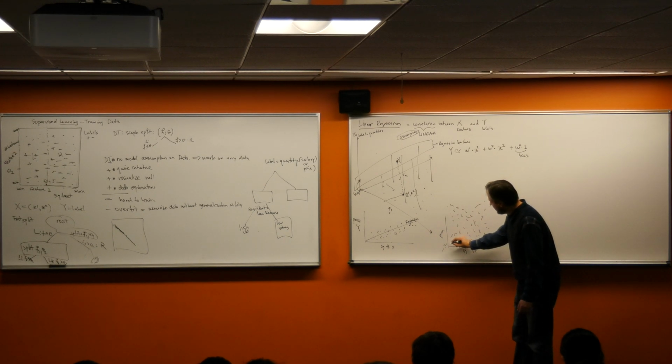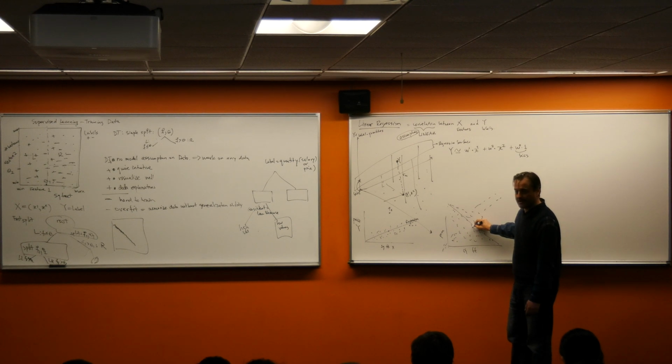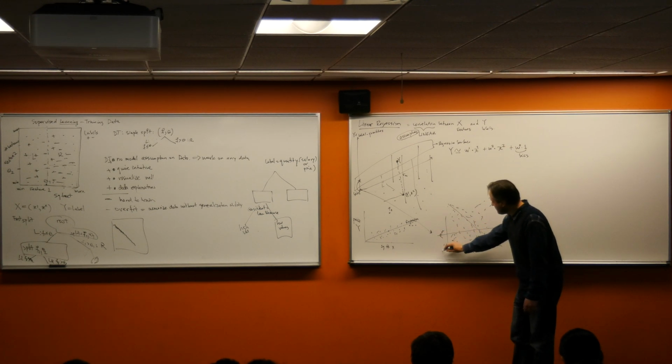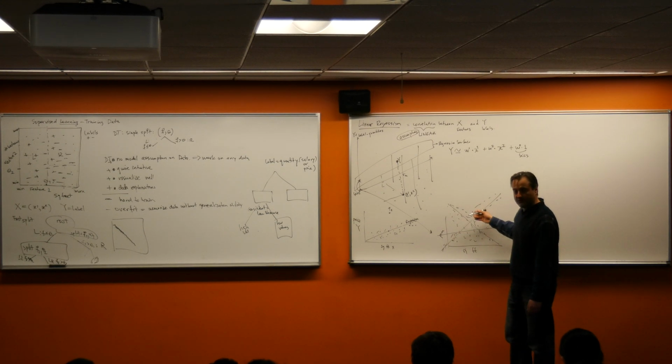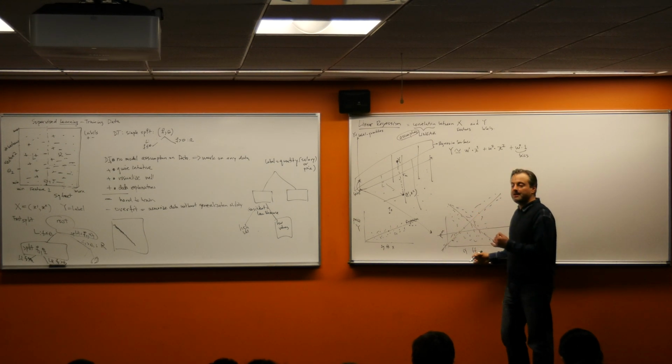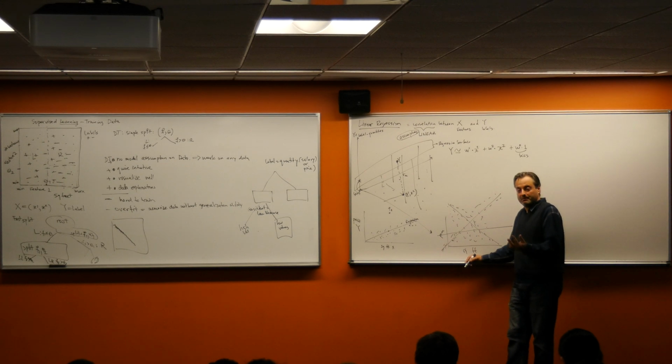No matter how I put my line, say I put my line this way, some points are going to be very far away from the line. I put my line this way, again, some points are going to be far away from the line. I put my line this way, some points will be far away from the line. The problem here is not that I don't know how to find the best line. I know how to find the best line. The problem is, those houses don't have a linear correlation with the price. There is no good line in here.